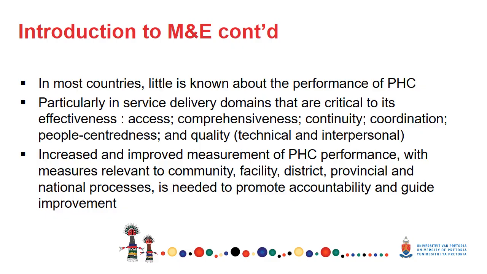The key issue is also about increased and improved measurement of specific primary healthcare performance with measures relevant to community, facility, district, provincial, and national processes. These are needed to promote accountability and guide improvement. And this just underscores the point that for you to be able to know whether any system is doing well, you need to be sure that you are very accountable, and you also know exactly how to measure, so that you know whether you are achieving what you set out to achieve right from the beginning.